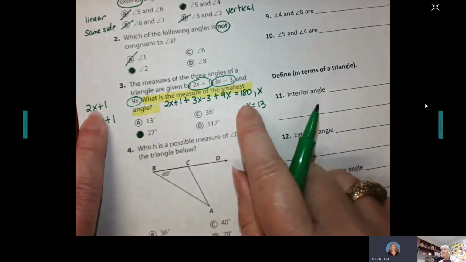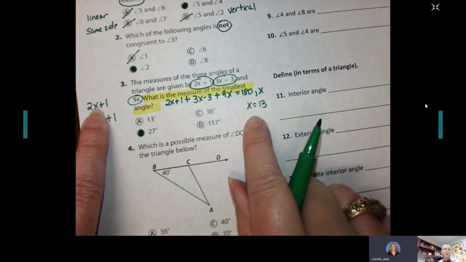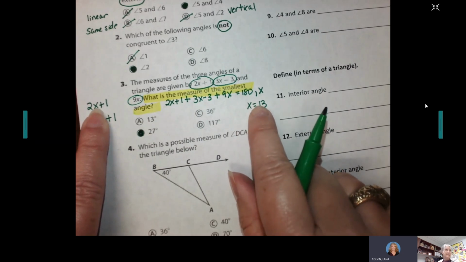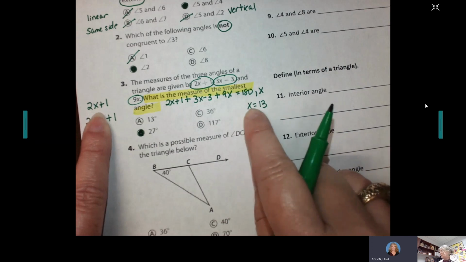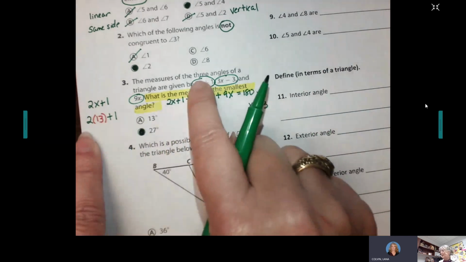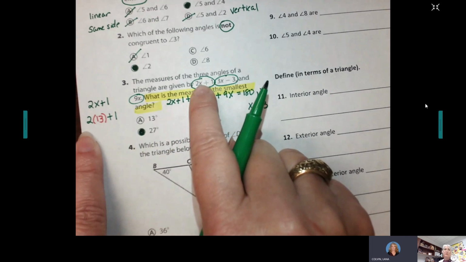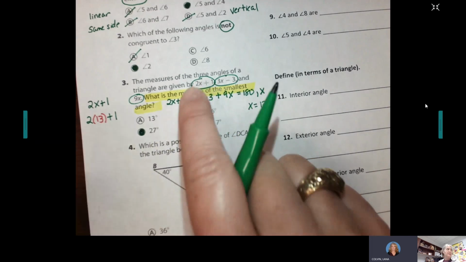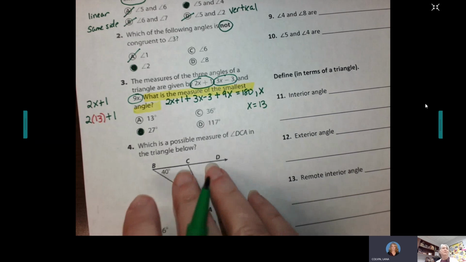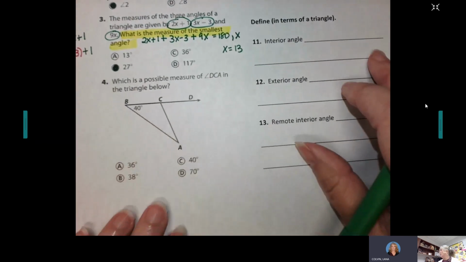Now, I have to know what x is equal to in order to answer the question, but that's just step one, right? We figured out what x is equal to, and then we plug x back into the angle measure. Yes? So sometimes it'll say solve for x. Sometimes it'll ask you what the angle measure is. You have to read it. Are we good?